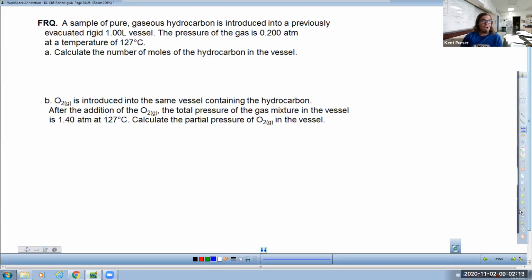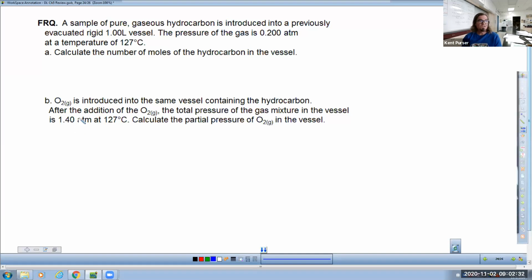A sample of pure gaseous hydrocarbon is introduced into a previously evacuated 1 liter container. The pressure of the gas is 0.2, temperature of 127. Calculate the number of moles. Now, obviously, I'm not going to give you enough time to solve this right now, but you should be thinking, can you solve this?